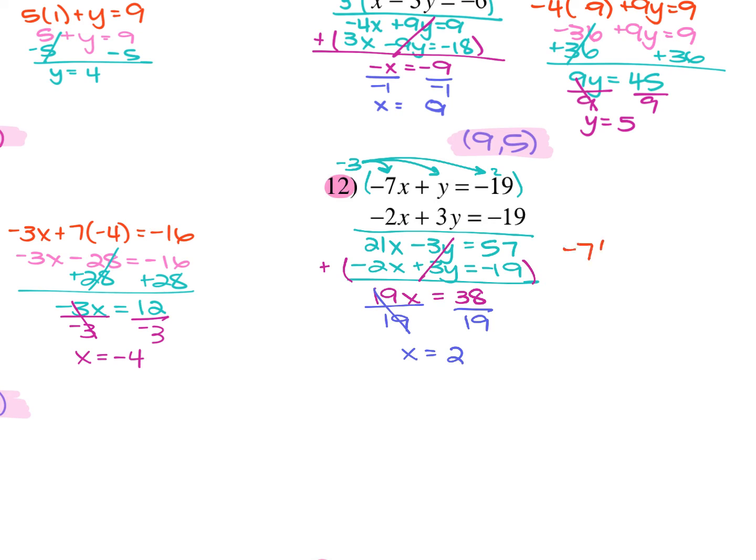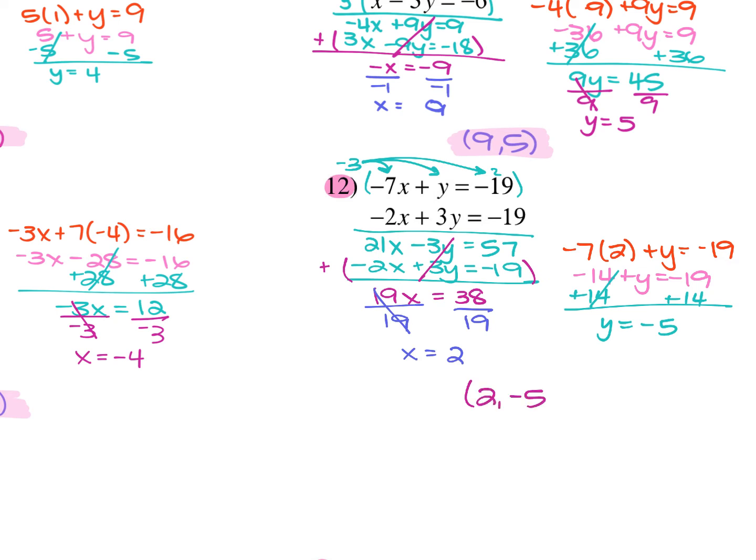So negative 7 times 2 plus y is equal to negative 19. The negative 7 times 2? Negative 14 plus y is equal to negative 19. What do you do to get y by itself? Add the 14 to both sides. The negative 19 plus 14 gives us a y that is equal to negative 5. So our solution to this one is 2, negative 5.